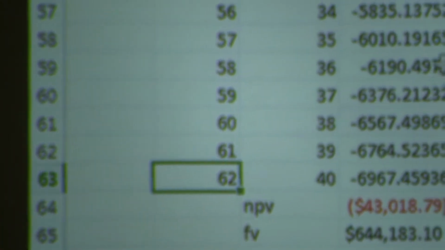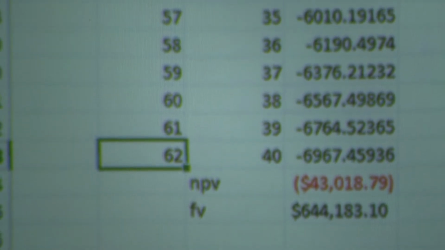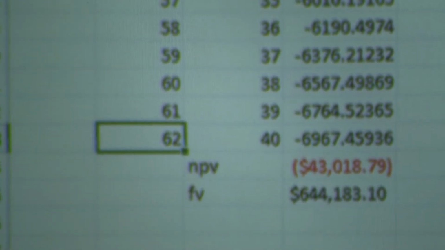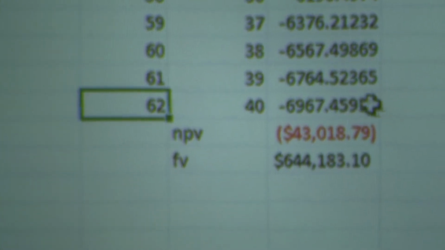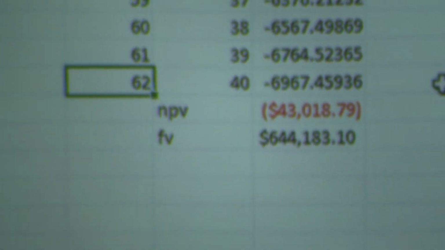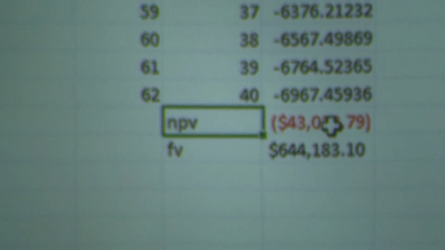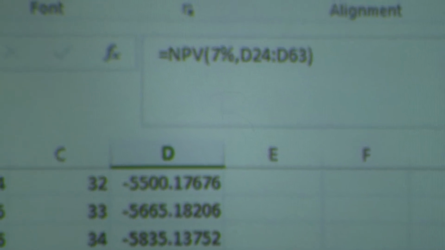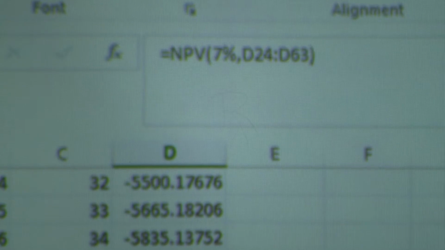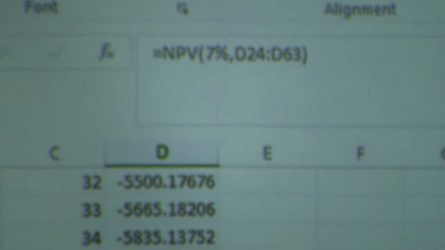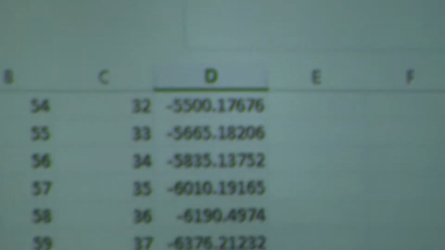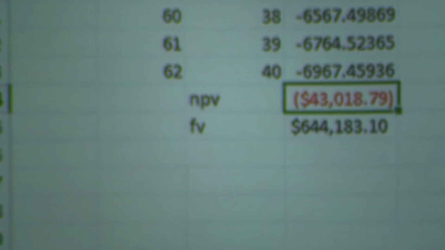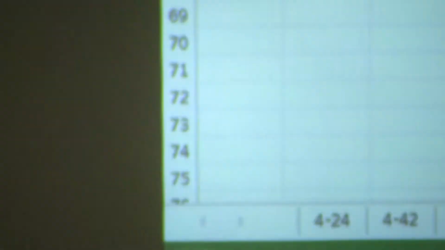So once I've got all those dragged down, these are the annual contributions increasing every year, and the last contribution, the 40th contribution at 62, is just shy of $7,000. Then I used my favorite NPV formula at 7%. That's that entire series except for year zero. If you make a mistake with NPV, I just about guarantee you it'll be because you've included year zero and should not, or forgot to add year zero if there was one. So that gave me negative $43,000.